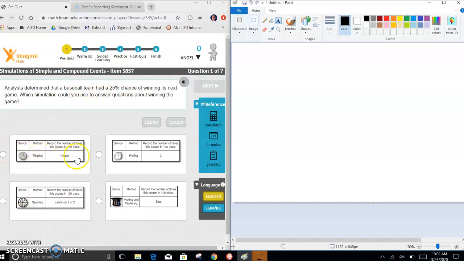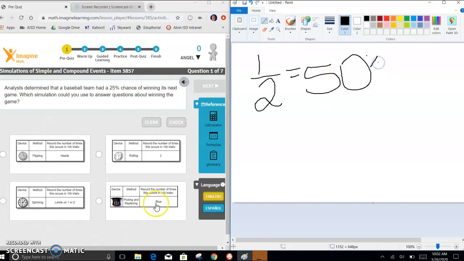So looking right here at the coin, they want to flip a heads and they want to do that 100 times. Well, looking at the coin, we are likely to get heads 1 out of 2 times. That's 50%. And that's not what we need for this question because we're looking for 25%. So that's not it.